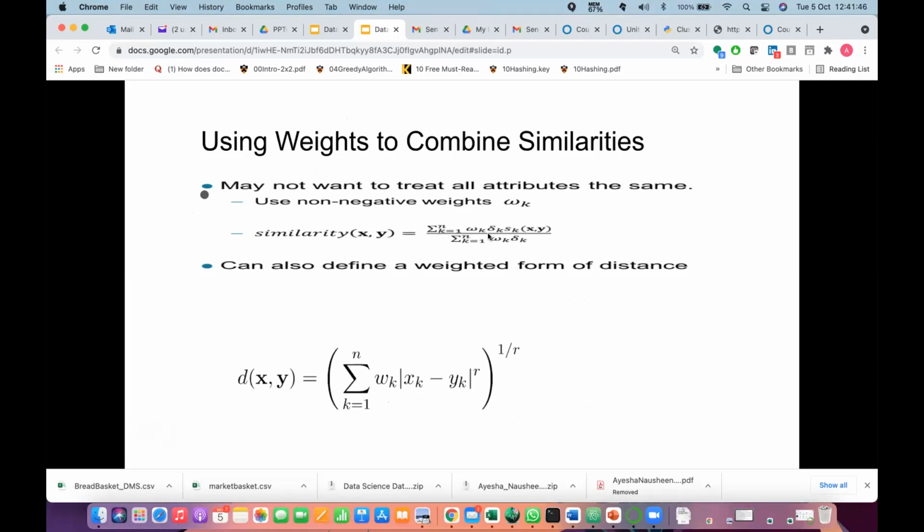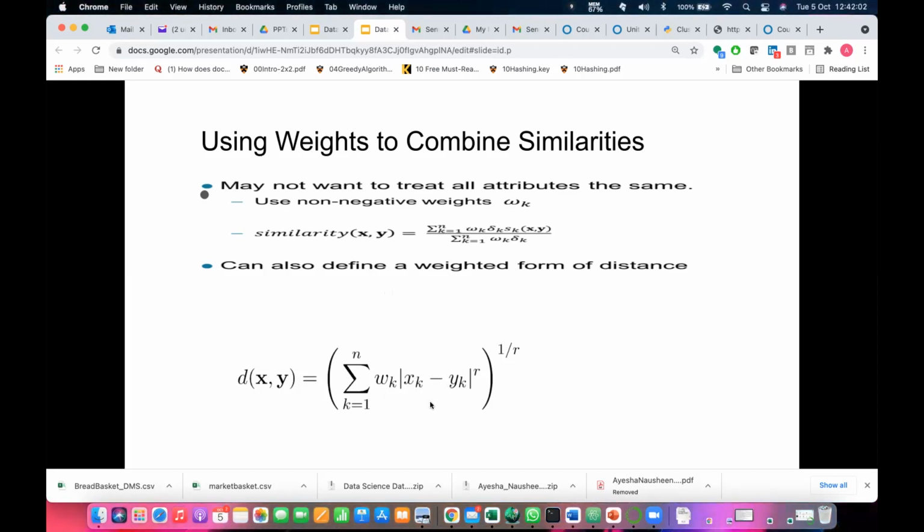Then you can also use weights. For some attributes, if you want to give more weight, you can multiply that attribute's similarity by w_k. Then you can also define a weighted form of distance. Here x_k minus y_k is the distance between the same attribute of two objects. Then take Minkowski distance: in the Minkowski distance, you put in the weight multiplications.